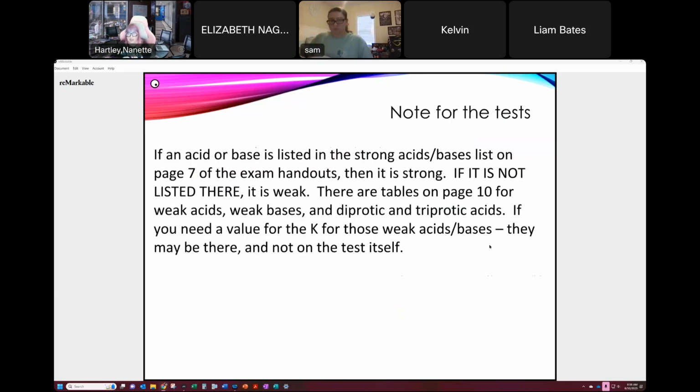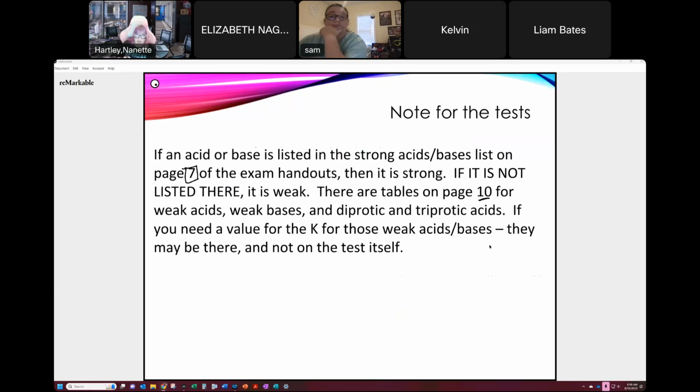Okay, note for the test. If an acid or base is listed in the strong acids/bases list on page 7 of the exam handouts, and I don't think it's page 7 anymore, I need to change that number, but there is a page that has that strong acid, strong base list, then it's strong. If it's not listed in there, then it's weak. Now, there are tables later in the exam handouts, and again, I need to fix that page, for the weak acids, the weak bases, the diprotic acids, and the triprotic acids.